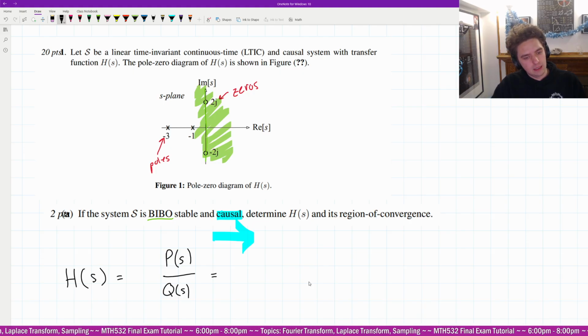And so P of S is defined by these zeros, right? The zeros are going to be 2j and -2j, so it's going to be S minus 2j. Now I'm going to have to be really careful with S's and 5s.